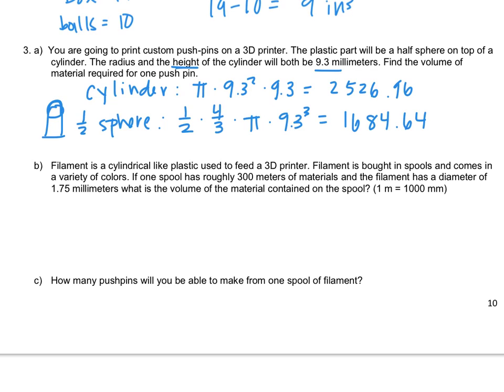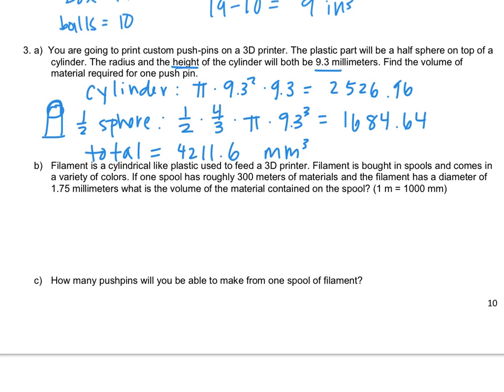So the total volume is when we add these together. So add our 2526 and our 1684, and we get 4211.6. And these are all millimeters cubed.